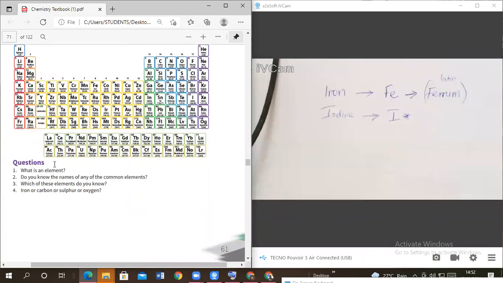So since you have known this, now these questions you can answer. The first question says, what is an element? According to who? We have defined elements. Have you got the definition of the word element? Do you have an element definition? Yes? Joshua?